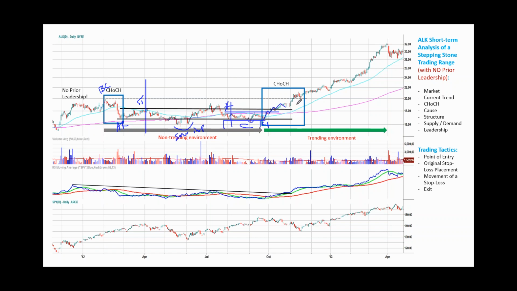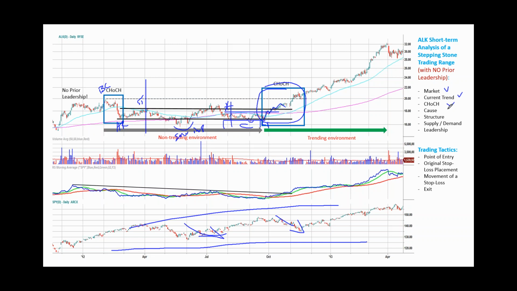So structurally, we are in the correct place as well. The market is trending up at this point. This is just reactions within the uptrend. So all of our filters are working. Market is working, current trend is working, change of character is working, change of character happens on the way out as well.